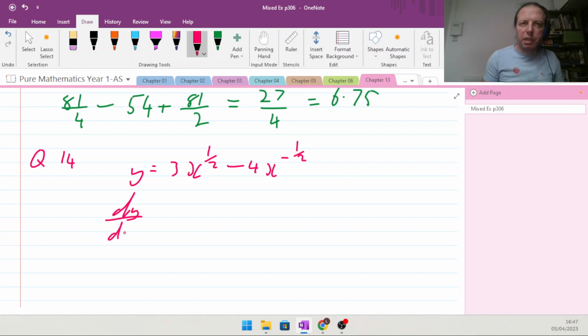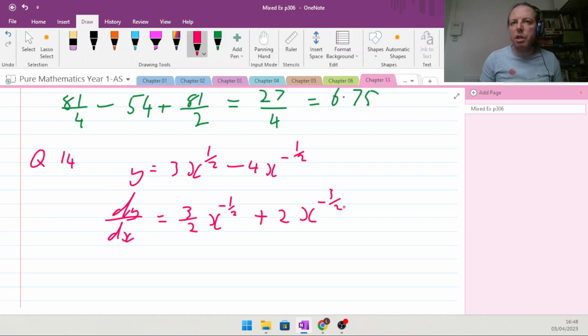dy by dx is where the power goes smaller and you multiply by the whole power. So we have 3 over 2 x, and it becomes minus a half, minus 4 times minus a half is plus 2, x to the minus 3 over 2.